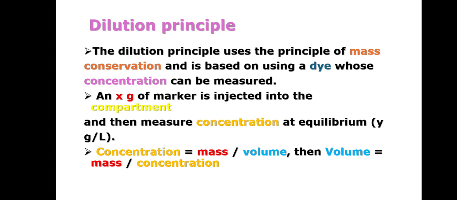What is mass conservation? We know that mass never changes. The mass of a human body on the earth never changes, not even on the moon. The same applies to this principle. Mass conservation means that mass never changes. The mass we're talking about is the mass of this particular dye. If it is 3 grams we inject in the human body, it's going to be that same 3 grams. Even though it can be distributed, it's still going to be 3 grams.